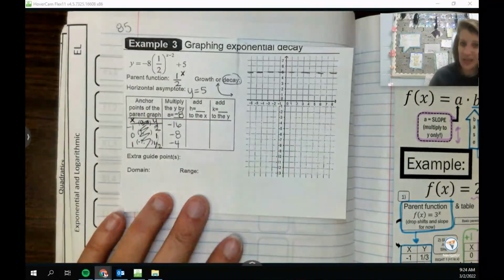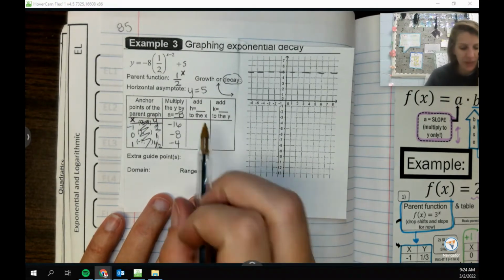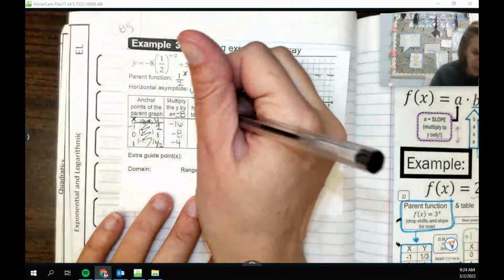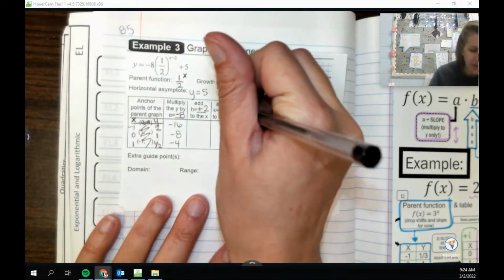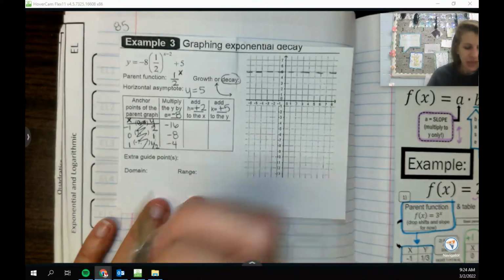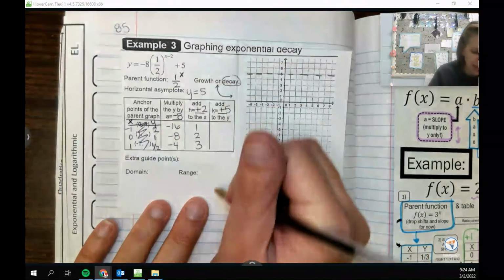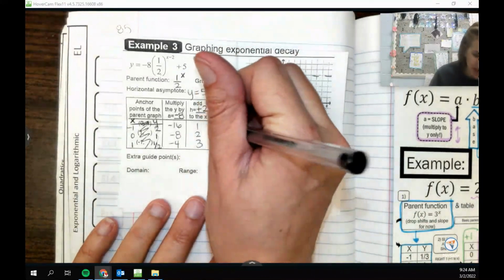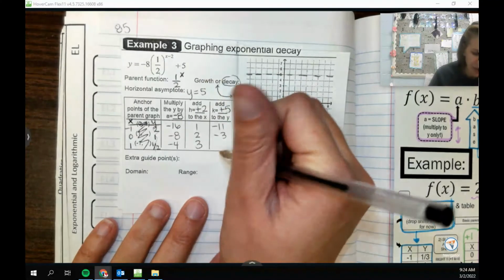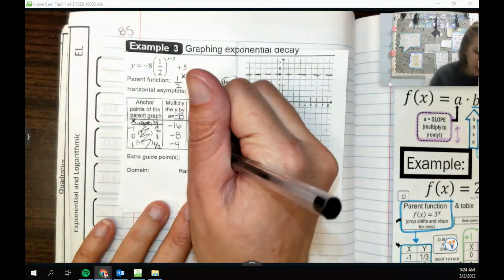I kind of don't need those anymore. And now we're going to translate. So when I translate, we're going to add 2 to the x's, and we're going to add 5 to the y's. And so if I add 2 to my x's, we're going to be at 1, 2, 3. If I add 5 to my new y's, we're going to be at -11, -3, and 1. These are my final points.